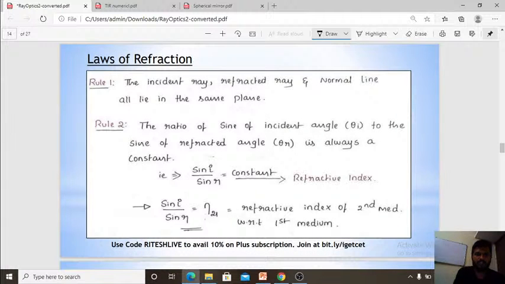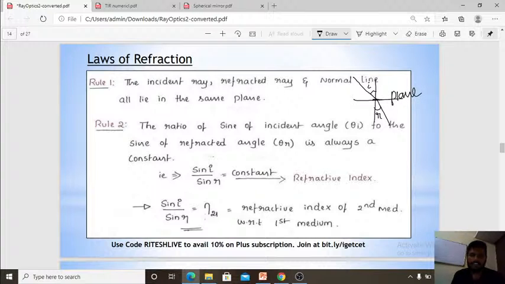Okay, let me go for the next. Law of refraction: the incident ray, refracted ray, and normal line all should lie on the same plane. So this is the plane, this is the normal line, this is the incident ray, and this is the refracted ray. This is the angle of incidence, and this is the angle of refraction.